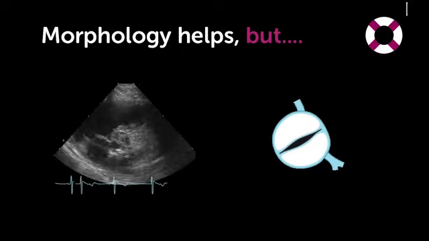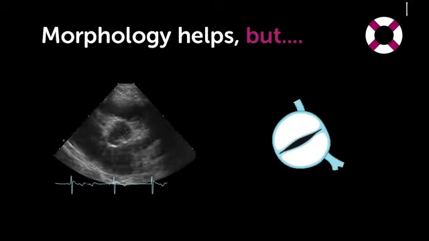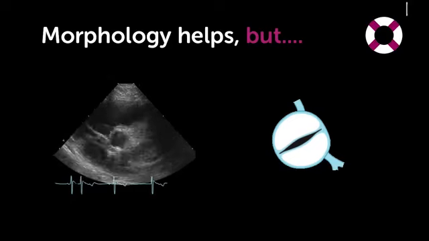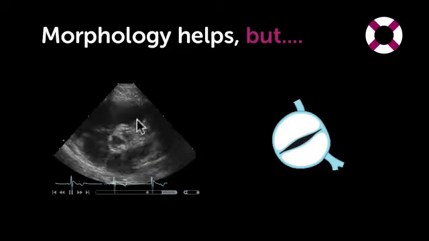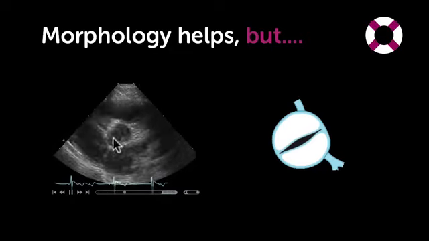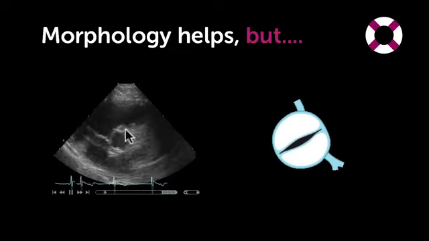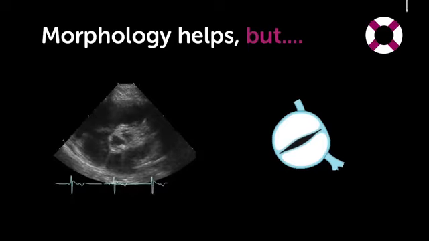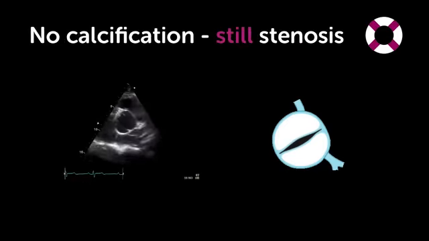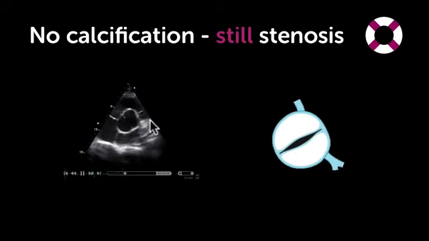Here's an example of a bicuspid valve. You see only two cusps. This is the classic bicuspid valve. Here's another example. Take a look at the valve morphology. Aside from the fact that it too is bicuspid, there's practically no calcification. Still, the opening area is reduced. In this case, aortic stenosis was only mild.